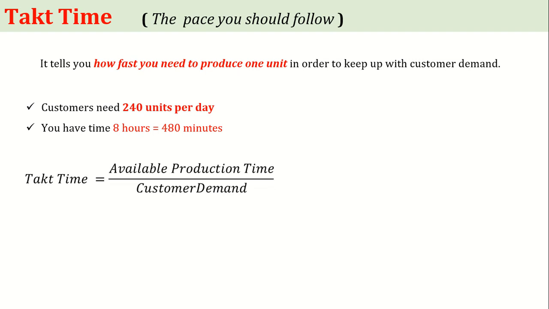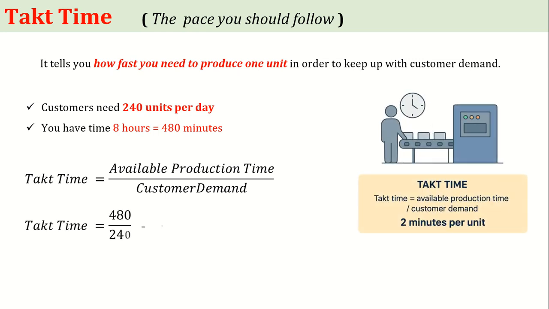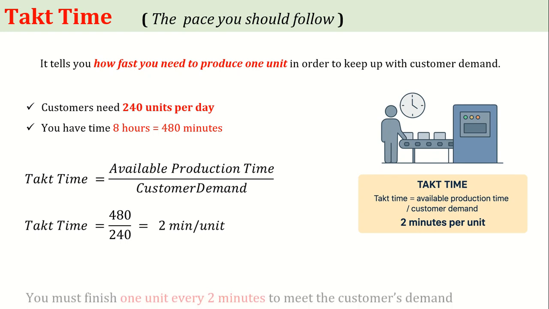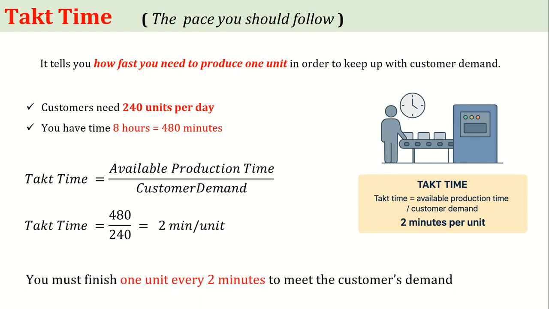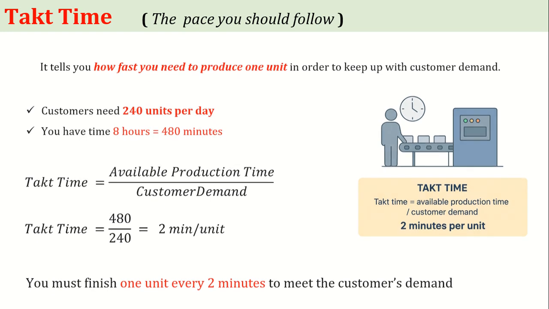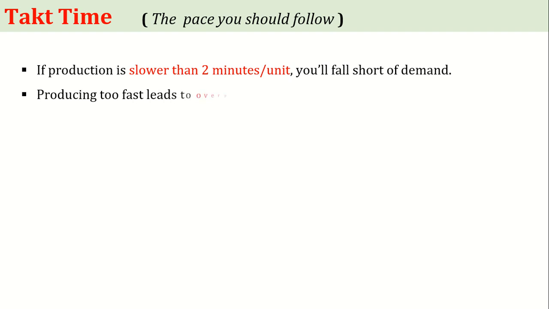Takt time is equal to available production time divided by the customer demand. So, what we get here, takt time is 2 minutes per unit. This means you must finish one unit every 2 minutes to meet the customer's demand. If production is slower than 2 minutes per unit, you will fall short. If you produce too fast, you risk overproduction, the biggest waste in lean manufacturing.